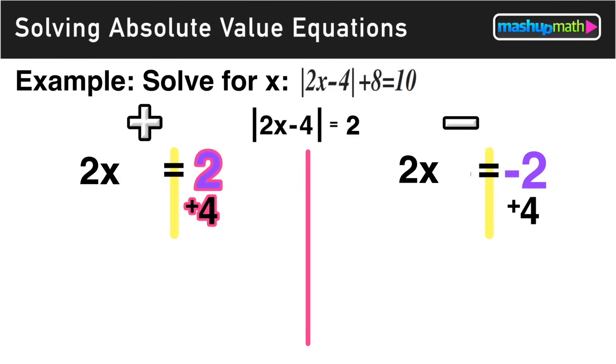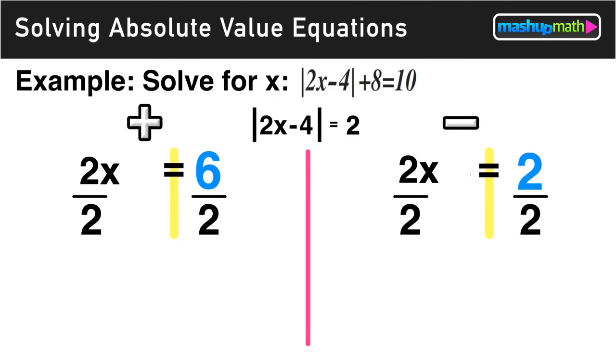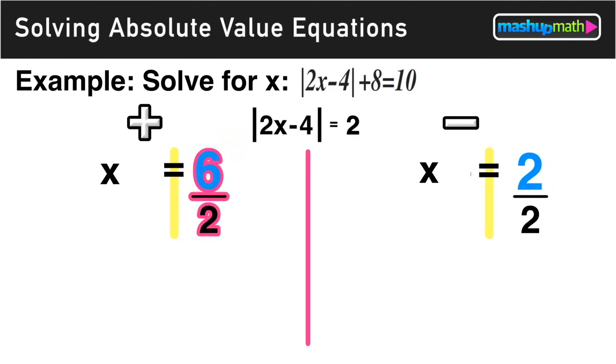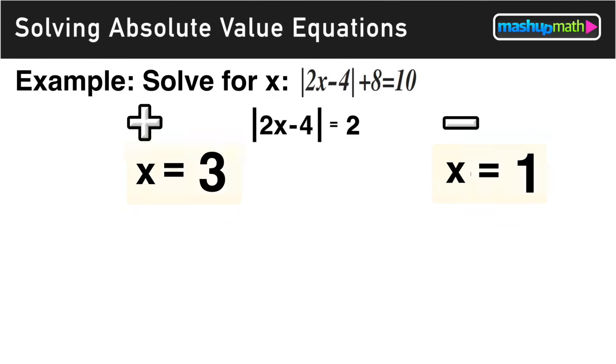That'll cancel out on the left side. For the left equation, 2 plus 4 is just equal to 6. For the right equation, negative 2 plus 4 is just equal to positive 2. And now for both equations, we have to divide by 2 to get x by itself. The 2's on the left side we know will cancel out. On the left equation, 6 divided by 2 is equal to 3. On the right equation, 2 divided by 2 is just equal to 1. And now we have two solutions, x equals 3 or x equals 1. We just have to check them.